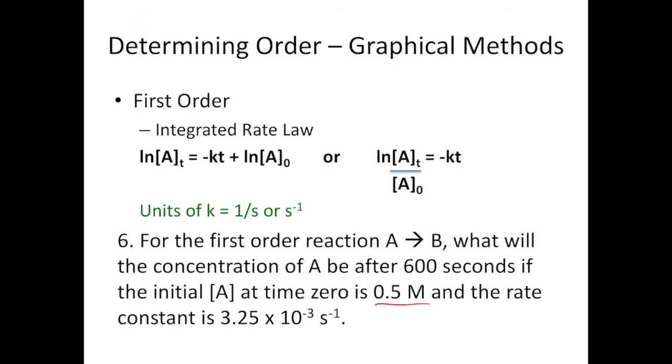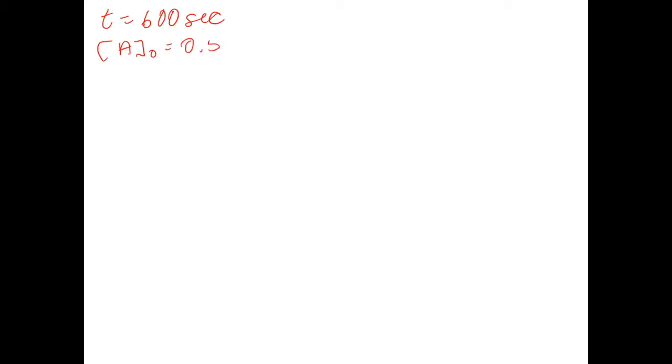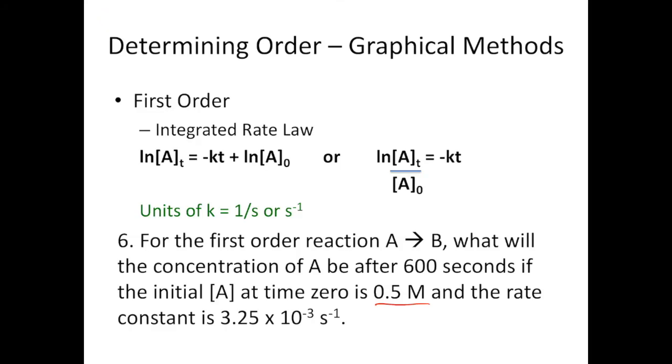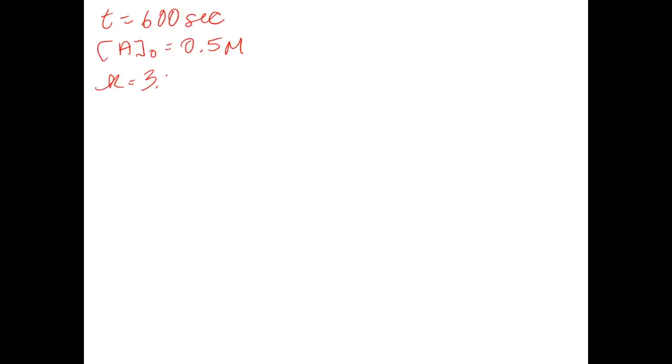If T equals 600 seconds, we have concentration of A at time 0 is, I think, a half a molar. And K is 3.25 times 10 to the minus 3 per second. First thing you want to make sure is that your units of time and your rate constant units are the same. You can't have one be in minutes and one be in seconds. They are the same, so we're in luck.